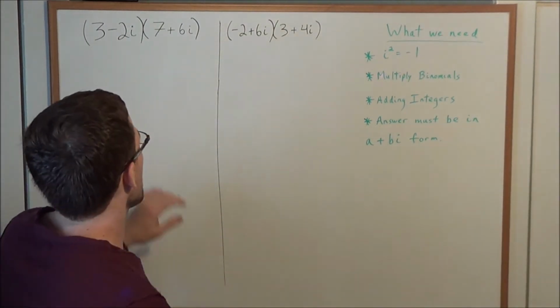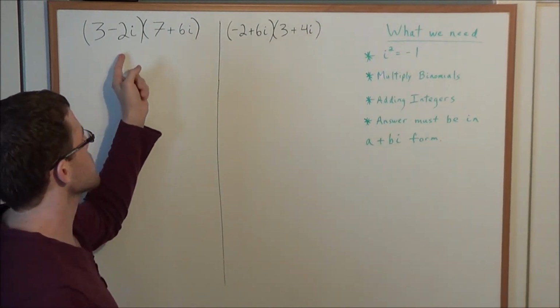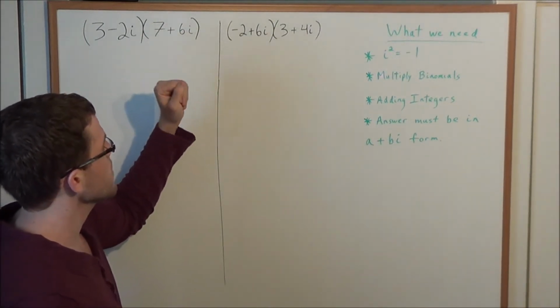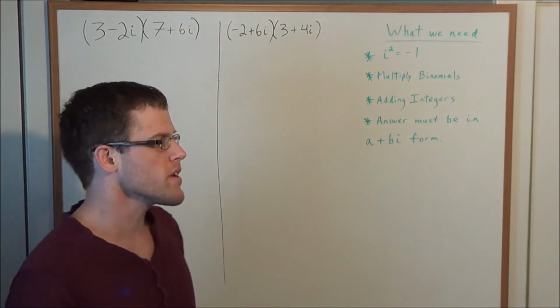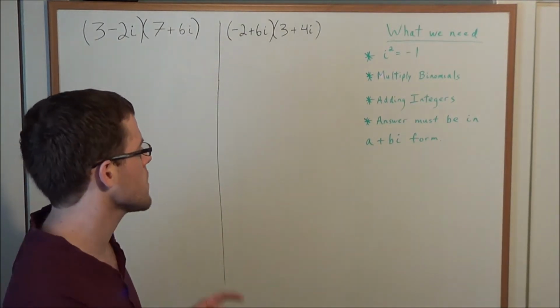In particular, I want to look at the examples 3 minus 2i times 7 plus 6i and also negative 2 plus 6i times 3 plus 4i. Now before we get started, let's take a look at what we're going to need to solve this problem.